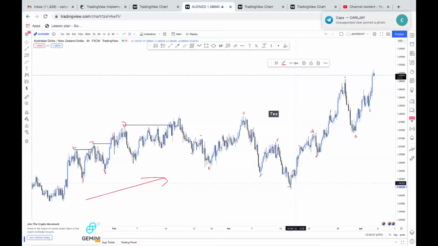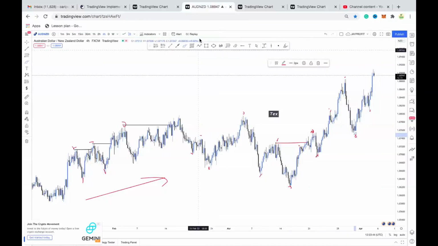From a lower low structure we can literally see that the market now took out the previous lower high structure, and then started forming higher high, higher low, higher high, higher low, higher high. All right, this is essentially market structure.